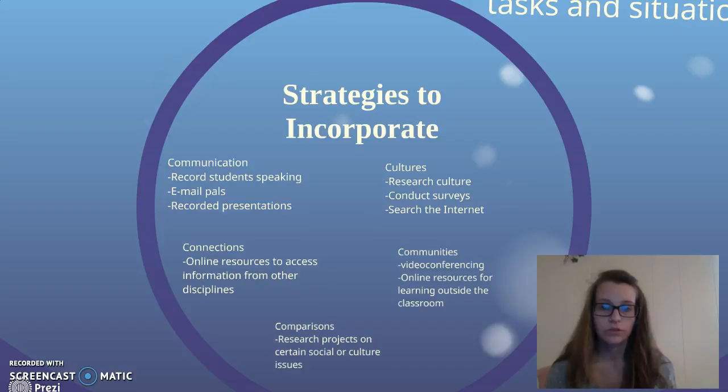With cultures, they say to use the internet to research different cultures. They also say to conduct surveys. This can be done in the classroom, in the school, in the community, at home, or whatever. Another way to incorporate culture is to just search the internet. And lastly, communities. They suggest video conferencing and online resources for learning outside the classroom.